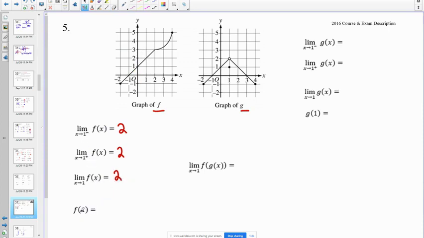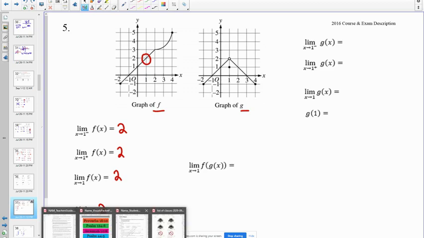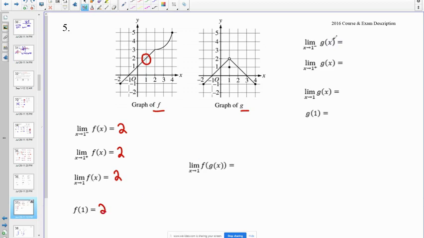What's f of 1? So this is not a limit problem. This is just saying what's the y value right there? Well, that answer is 2. Let me do these g limits over here. On the g function, as x approaches 1 from the left, what y value am I approaching? 2. What about 1 from the right? What y value am I approaching? 2. Okay, if these two are the same, then the limit as x approaches 1 is 2.